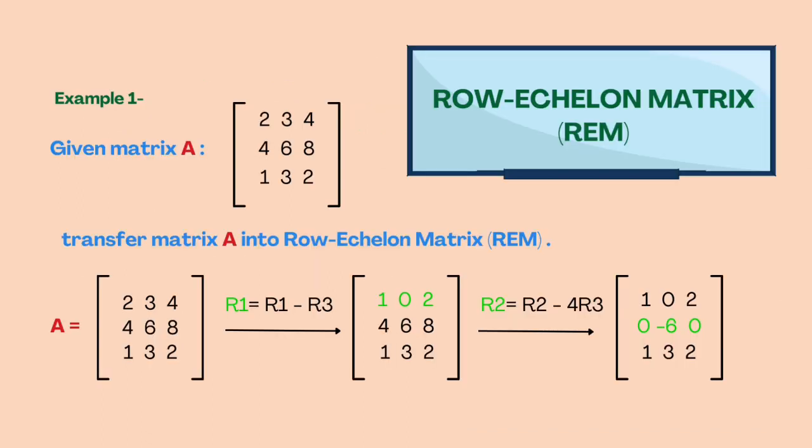So as we look, the value is 2. So what we need to do is change the value 2 into 1. If we want to change the value of 2, we also need to change all of the same row. So as we can look, R1 is equal to R1 minus R3. When we do R1 minus R3, we get the answer 1, 0, 2.